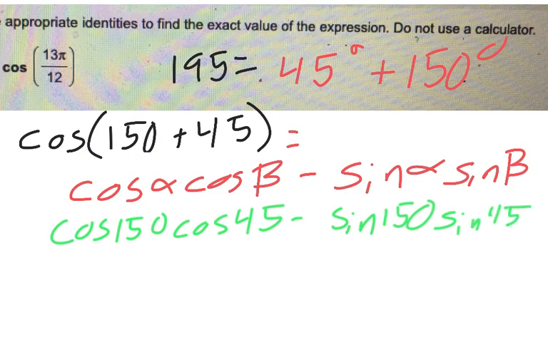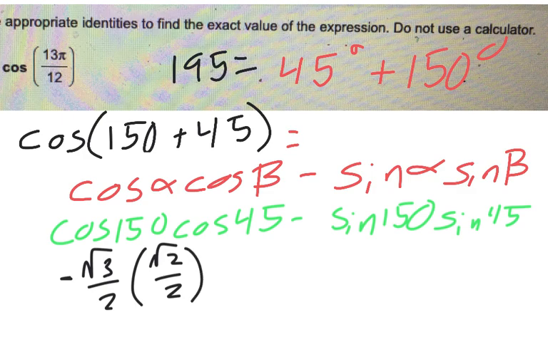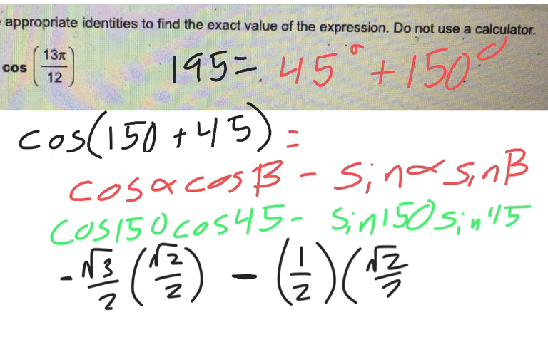So cosine of 150 degrees, that's a reference angle of 30 degrees. Cosine would then be radical 3 over 2. And because I'm in the second quadrant, that's got to be negative for cosine. Cosine of 45 would be radical 2 over 2. I'm in the first quadrant, so that's positive. Minus sine of 150. I'm in the second quadrant. Sine is positive in the second quadrant. 30-degree reference angle, so sine would be 1 over 2. And then sine of 45 would be radical 2 over 2.